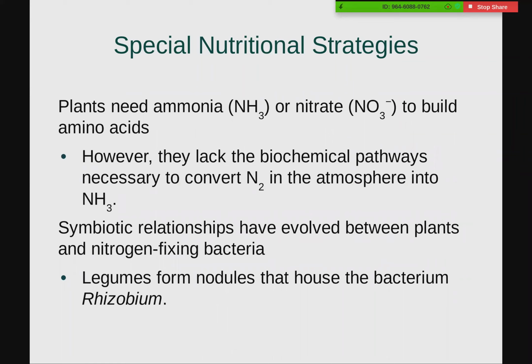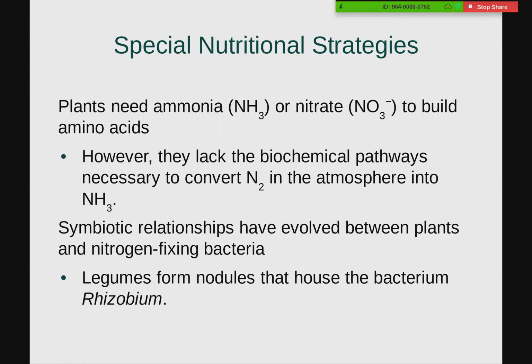Now, plants need ammonia, NH3, or nitrate, to build amino acids, right? Nitrogen is a key part of DNA and amino acids, the building blocks of everything. However, nitrogen as a whole is relatively rare on the planet. And I say nitrogen as in bioavailable nitrogen, nitrogen such as ammonia or nitrate. So it is relatively rare.